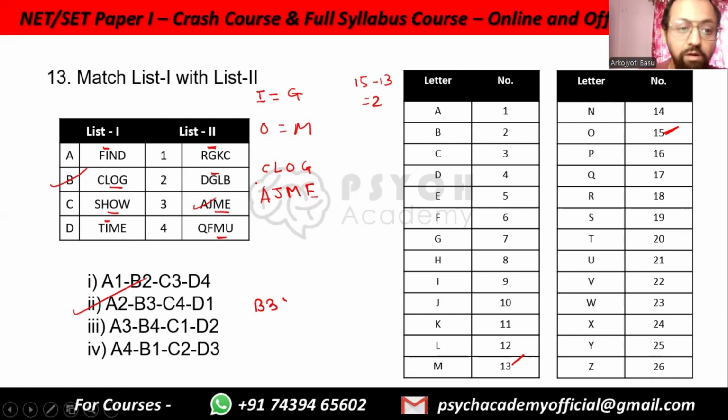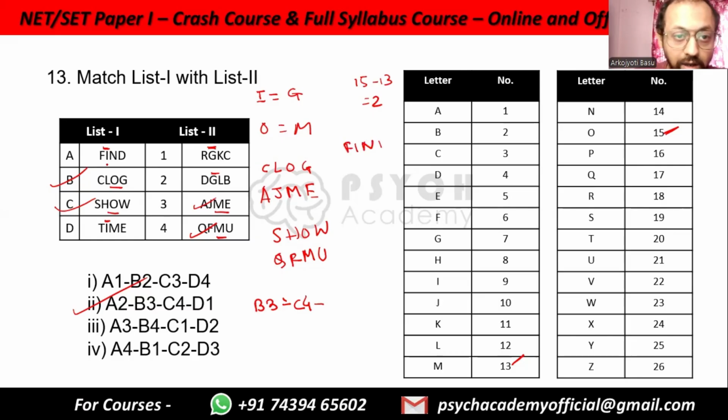So we already have B is 3. Let's try the same formula for SHOW. Here we have O to M, minus 2, so reduce S by 2. S reduced by 2 becomes Q. H reduced by 2 becomes F. W reduced by 2 becomes U. So QFMU, do we have it? Yes, we have QFMU. So this is also done. C4, B3, C4. Now let's try A with FIND.